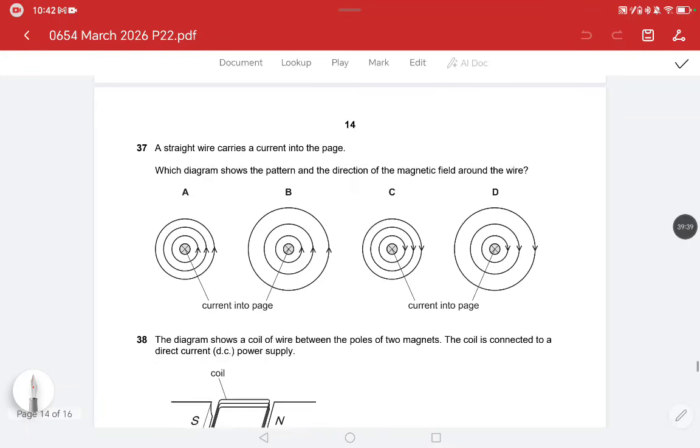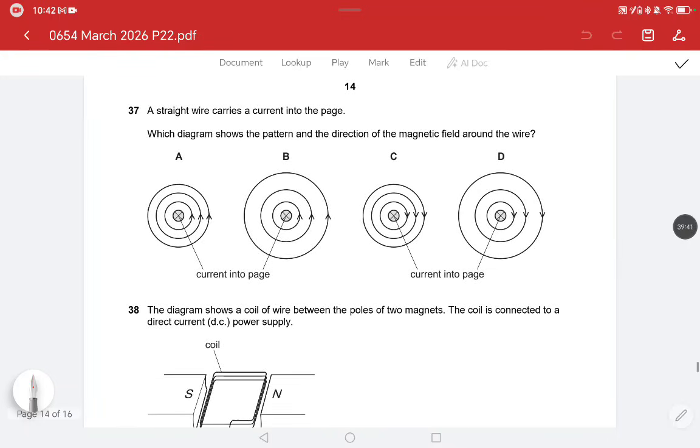And this will lead us to talk about right hand rule and left hand rule. So it's important to know as well. So let's move to 37. A straight line wire carries a current into the page, and which diagram shows the pattern and the direction of the magnetic field around the wire.